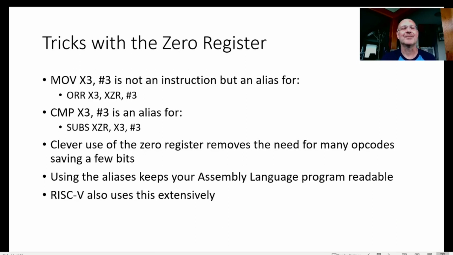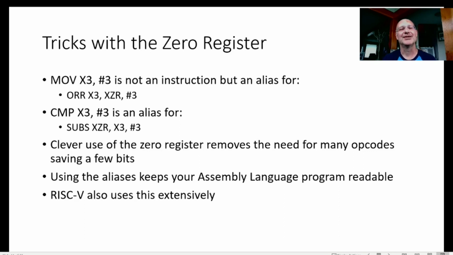Next up, we have tricks with the 0 register. This is a trick that the ARM processor and the RISC-V processor use extensively to limit the number of opcodes. So for instance, move the immediate value 3 into the register X3 is not an actual instruction, but it's an alias for OR X3 with the 0 register and 3. So an OR of 0 and 3 is 3, and then the result goes in X3. So that's how a lot of instructions are implemented using the 0 register.